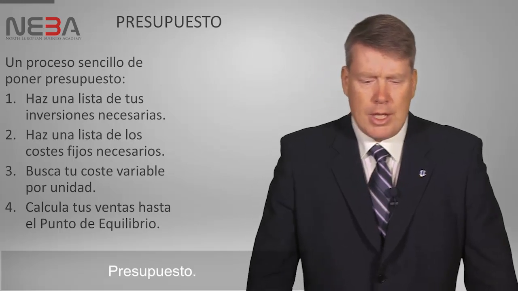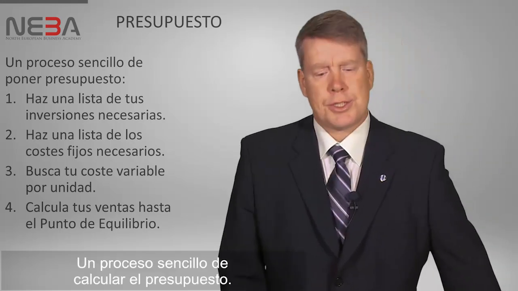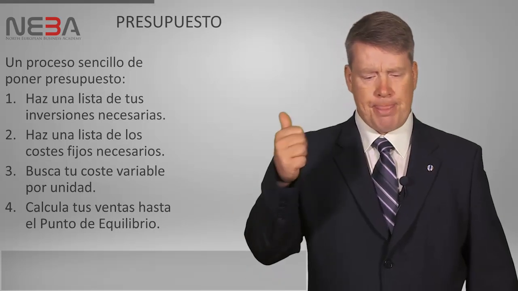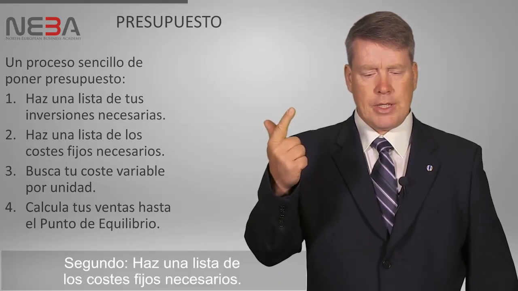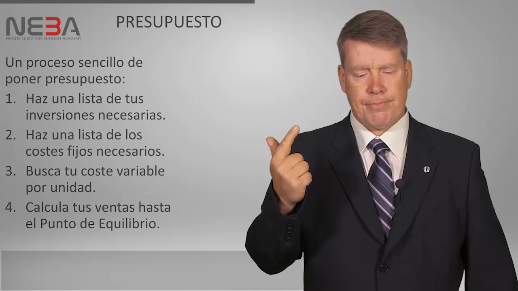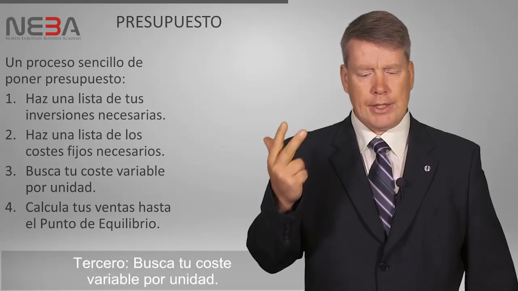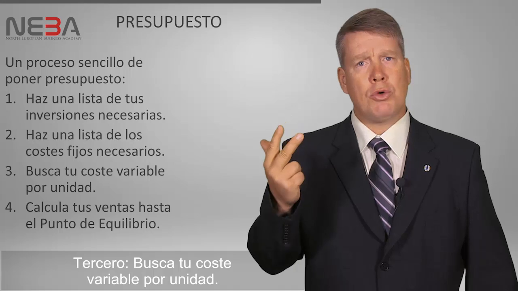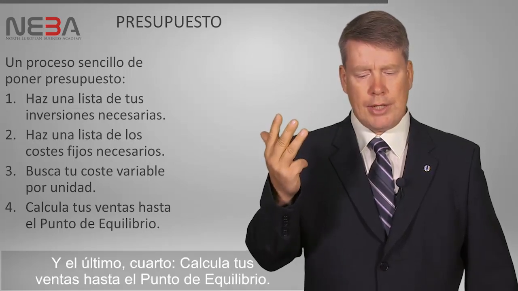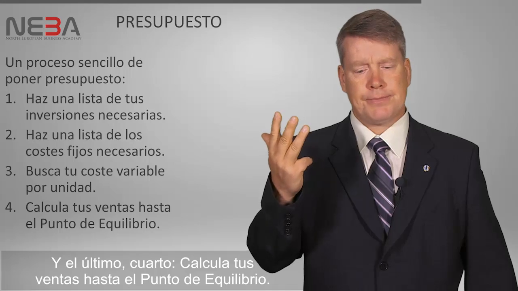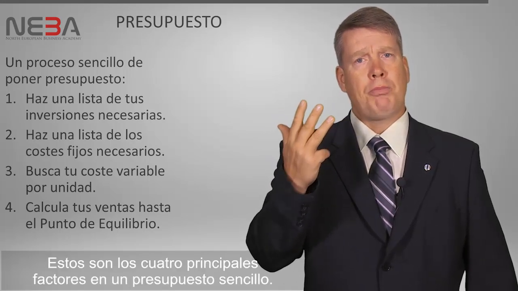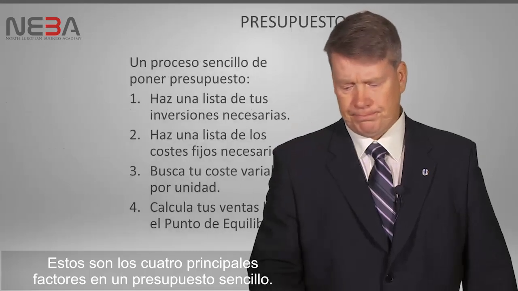Budgeting. Simple budgeting process. First, make a list of your necessary investments. Second, make a list of necessary fixed costs. Thirdly, find out your variable cost per unit. And last, fourthly, calculate the break-even point sales. This is the simple principle of budgeting.